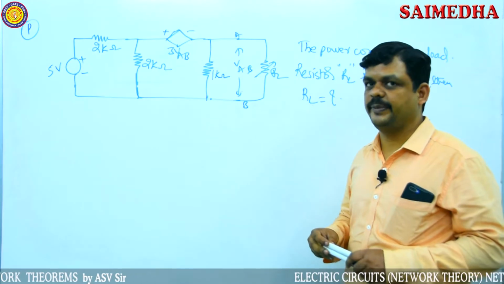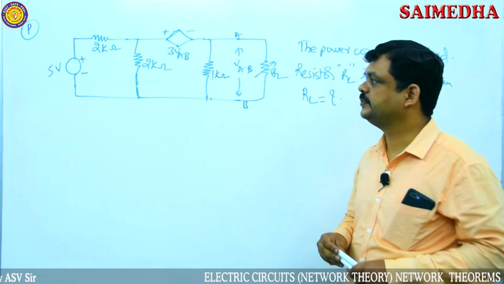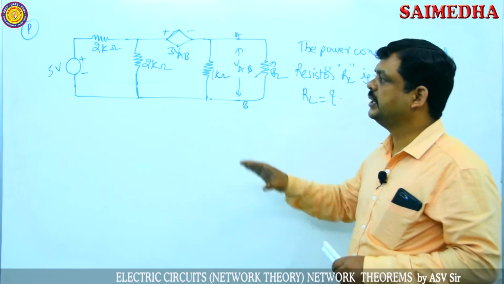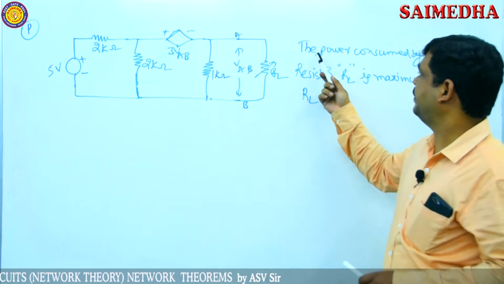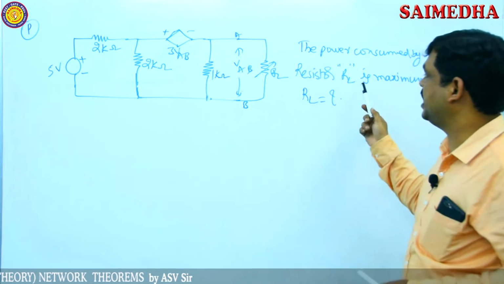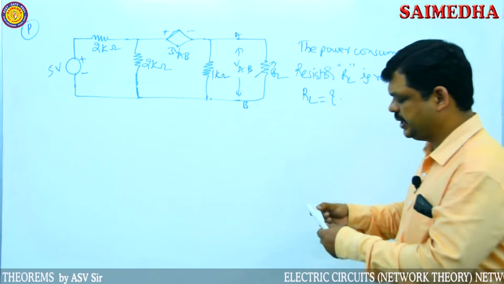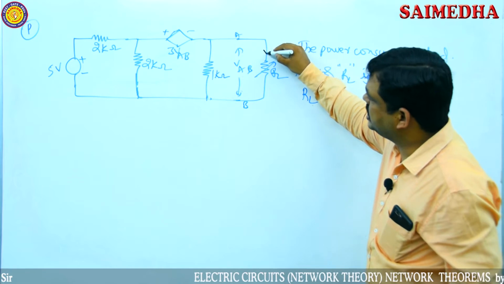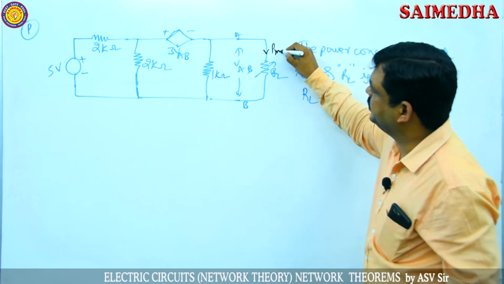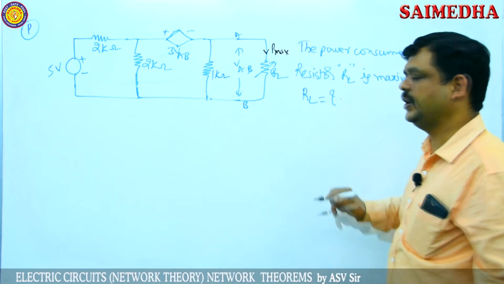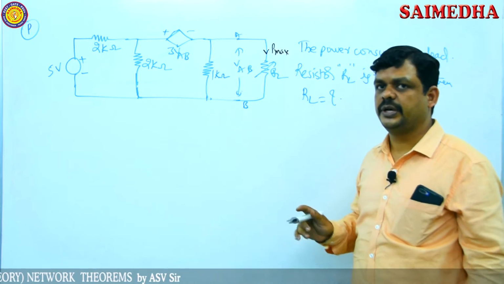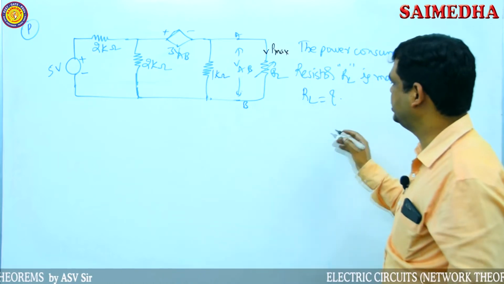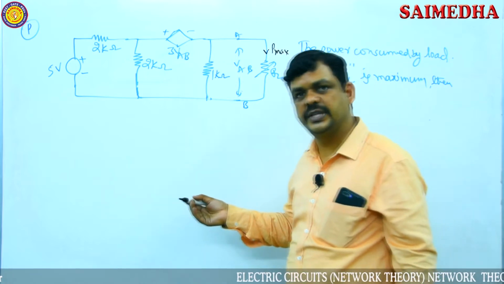See another problem from the maximum power transfer theorem. According to the given problem, the complete network is connected with the load resistor RL. The power consumed by the load resistor RL is maximum. Then find the RL value. To find the RL value, it requires one condition. That condition is from the maximum power transfer theorem.